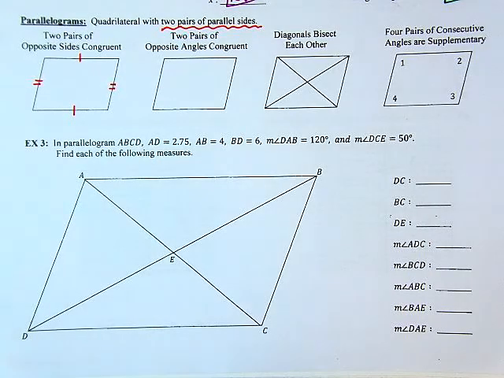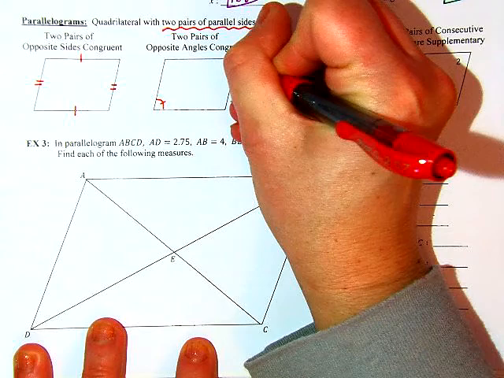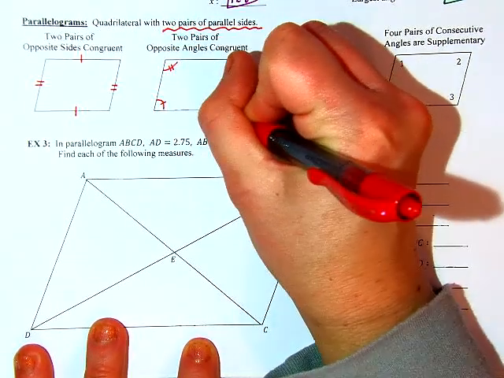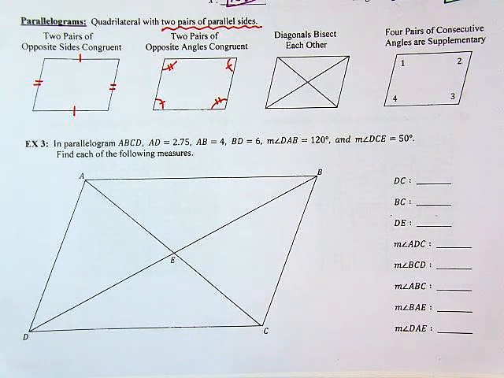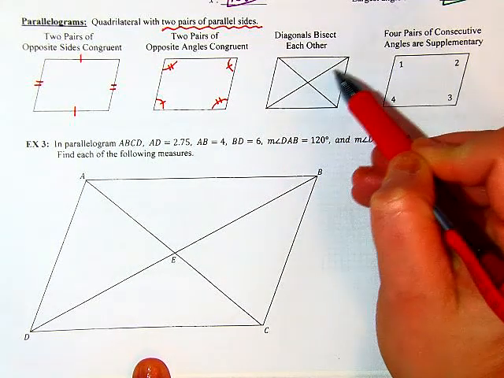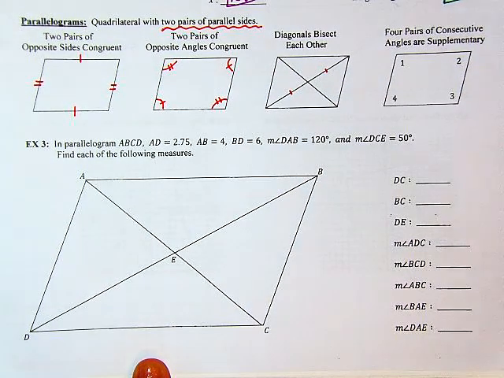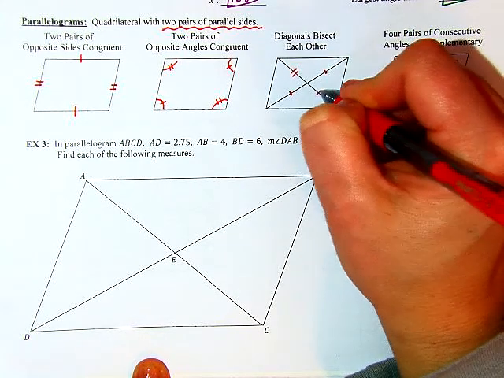So two pairs of opposite sides congruent. We also have two pairs of opposite angles congruent. So this pair of angles and this pair of angles. Okay, diagonals bisect each other. So this diagonal gets split into two congruent parts. The other diagonal gets split into two congruent parts.